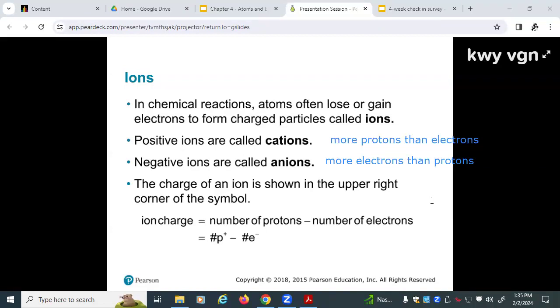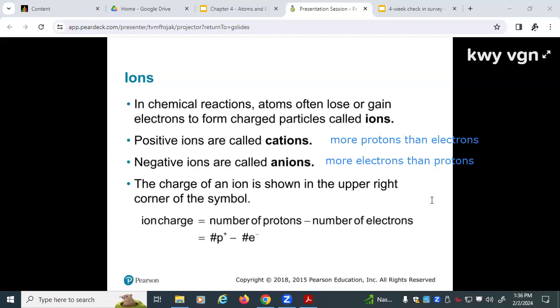So we can calculate the charge on any ion by simply taking the number of protons in that atom and subtracting from it the number of electrons. So, for example, neutral neon, neon without a charge. Atomic number of neon is 10. If it's neutral, it would have 10 electrons as well. Charge on it, 10 minus 10 would be 0. That's why it's neutral.